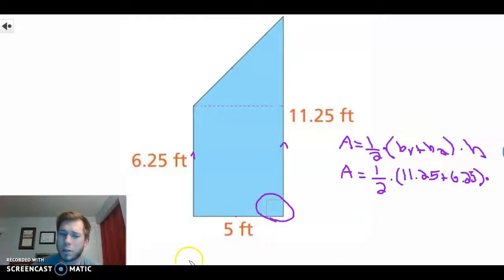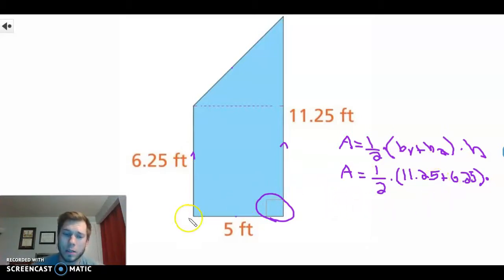So as we left off, we were talking about our base 1 and our base 2. Now, base 1, as we said, is going to be our longer base. Okay, so that's where the 11 and 25 hundredths will go. And our 6 and 25 hundredths will be our base 2. Now we need to multiply this by the height.